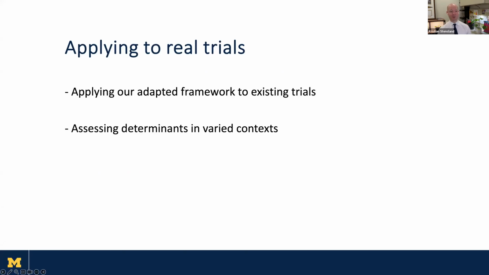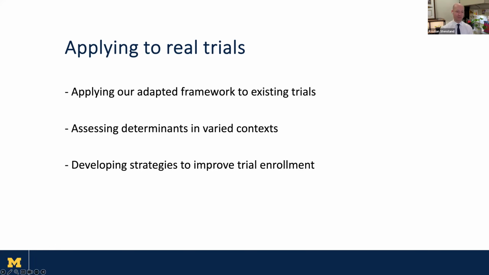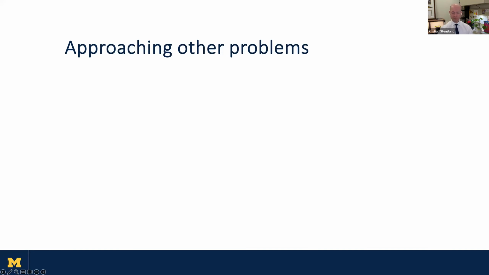We're trying to assess determinants in varied contexts of clinical trials and see how that influences clinical trial enrollment in these different settings. And then we're going to be developing strategies to improve trial enrollment and then trying to rigorously test them in these varied contexts in order to see what works for whom and when. And then when we have those things that we think work, we're going to be using implementation science frameworks to adapt those strategies to work in different contexts as well.